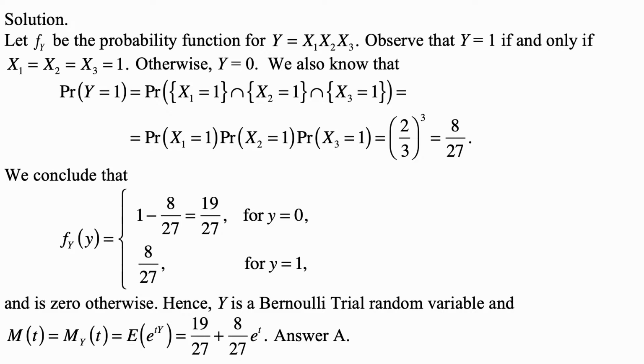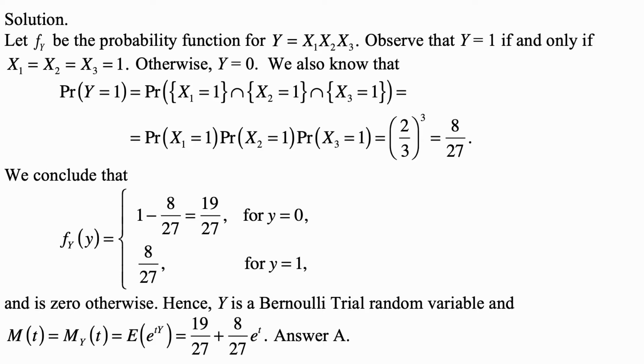And that means that the probability function of y is equal to 8/27 for y equal to 1. So the value of 1 happens with probability 8/27, and then the value of 0 happens with probability of 1 minus that, which is 19/27. So this is the probability function of y.